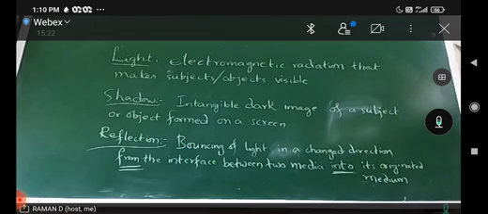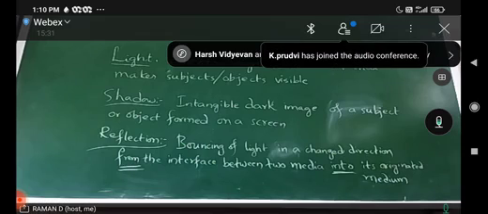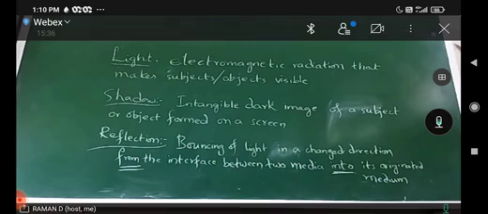And reflection, what is reflection? Bouncing of light in a changed direction from its original direction. From where? From the interface between two media. For example, light is traveling in air and it has touched the mirror. The mirror is solid and the previous one is air, a gaseous medium. From the gaseous medium it has entered a solid medium. At the interface where the light is touching the mirror, from that point the light changes its direction and bounces back into the air again. So this process is known as reflection.